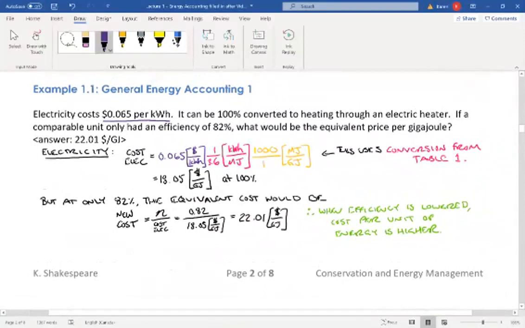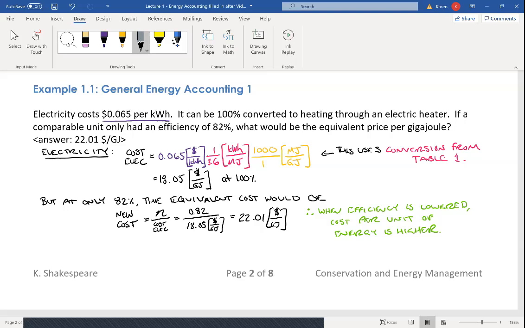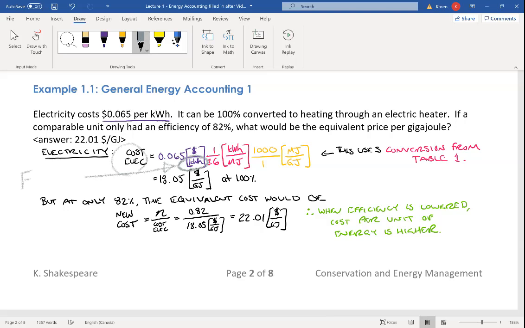Electricity has a certain cost per month. If 100% of it is converted into heat, how much would that cost in dollars per gigajoule, compared to if it had an efficiency of 82%? So here, the big takeaway for us is, how do we calculate that cost of electricity? Well, the cost of electricity is the dollars per kilowatt hour. Now, what's a kilowatt hour? Is that power? No, that is energy.